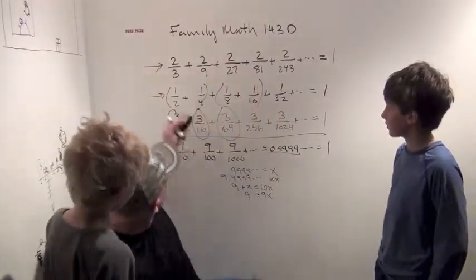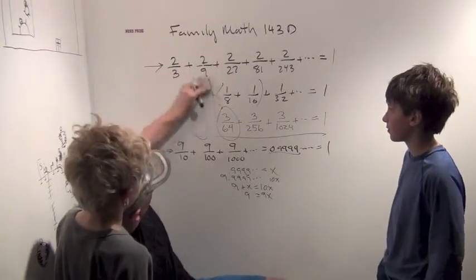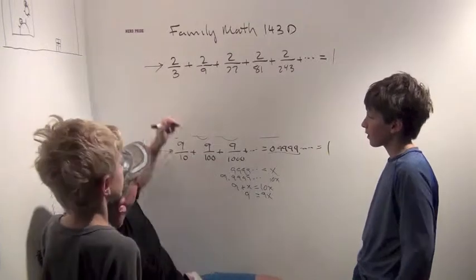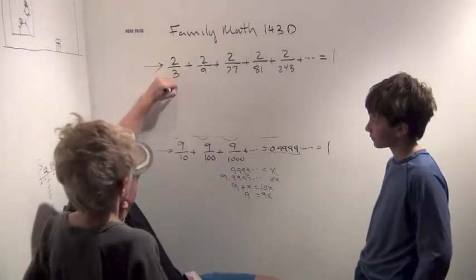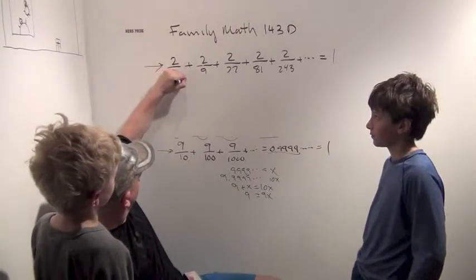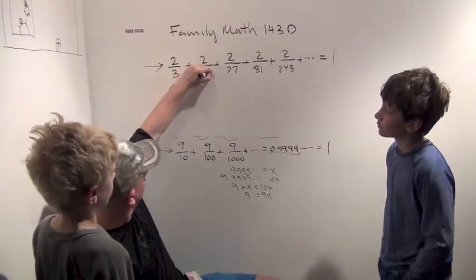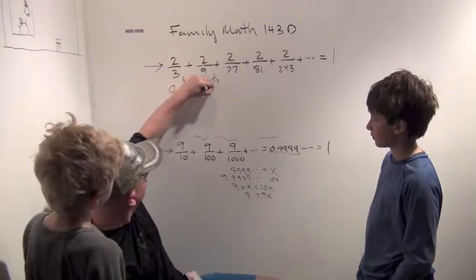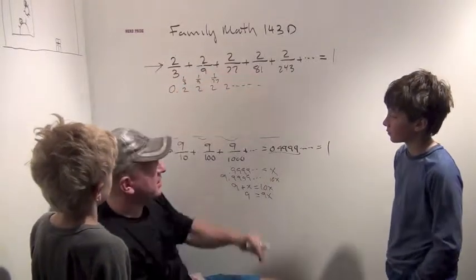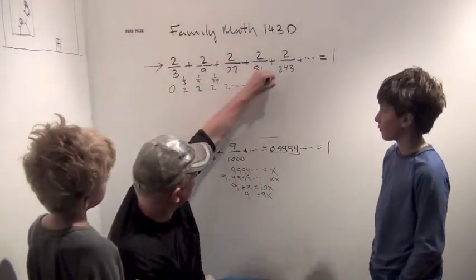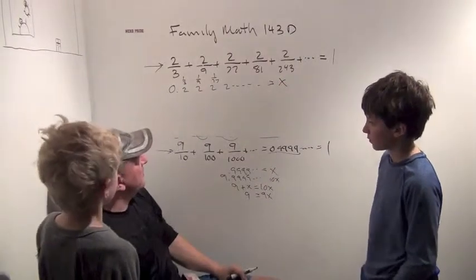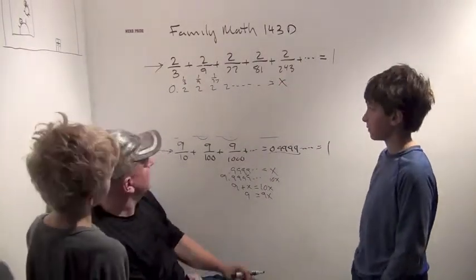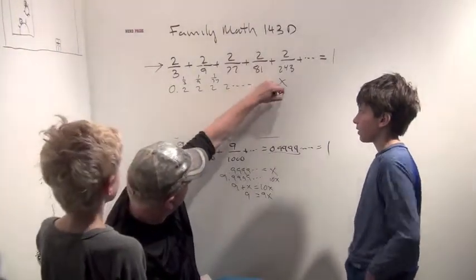In base 3, our digits after the decimal point are going to be 1/3, 1/9, 1/27. So this in base 3 is going to be 0.2222 repeating, and we say this is equal to x. Now, what's the very easy number to multiply by in base 3? 3.